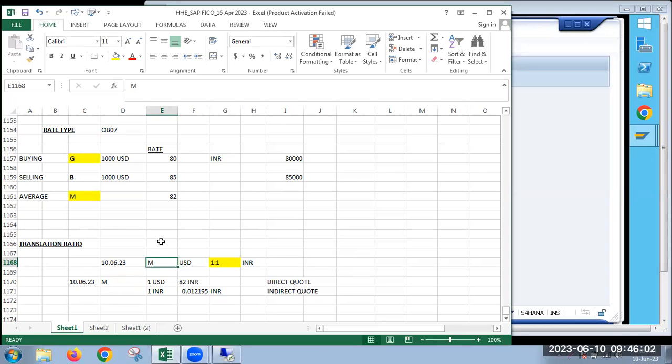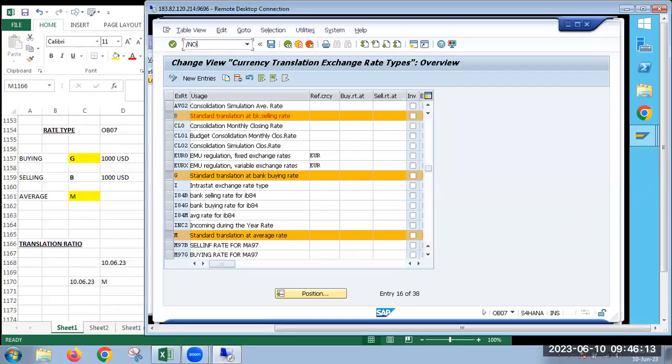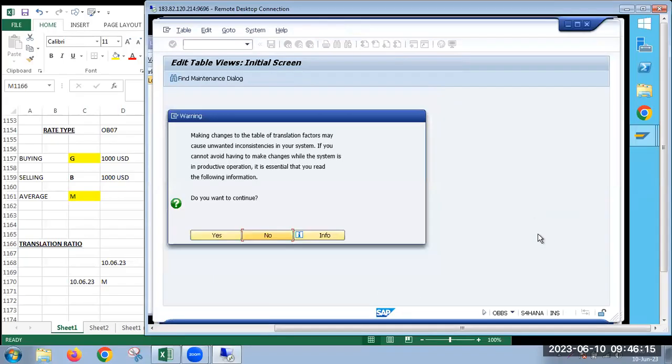Translation ratio. Now with OBBS, we specify the ratio, or the relation, between two currencies. We say translation ratio. Simply go for yes.